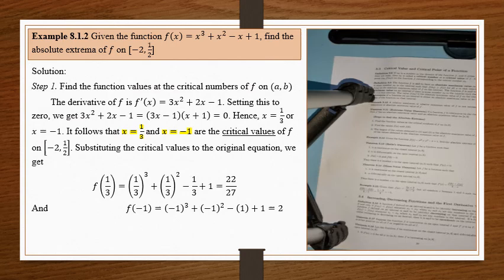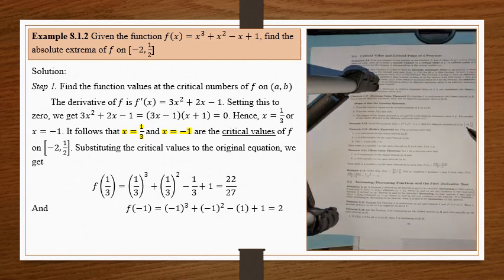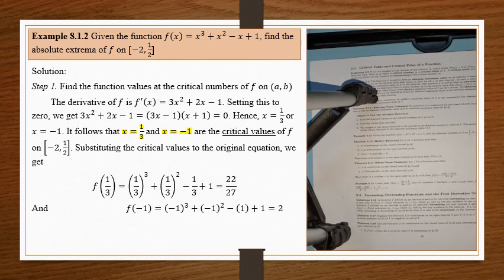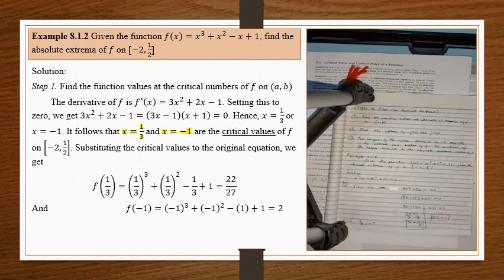Okay, for example, given the function f of x is equal to x cubed plus x squared minus x plus 1, find the absolute extrema of f on the given interval [-2, 1/2]. Okay, so here is our solution on that given example. So, ang given natin na function class is f of x is equal to x cubed plus x squared minus x plus 1. And then, yung given natin na interval is [-2, 1/2]. So, ibig sabihin nun, ito yung a natin and this one is our b.